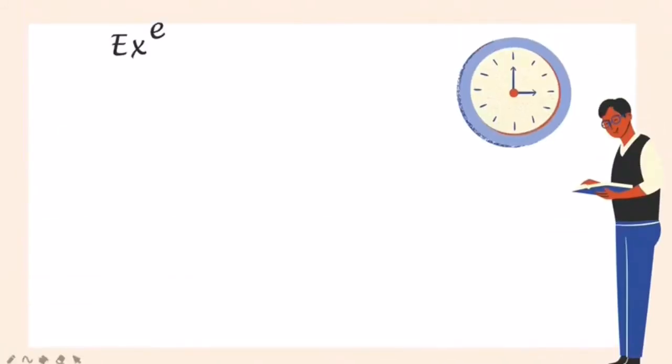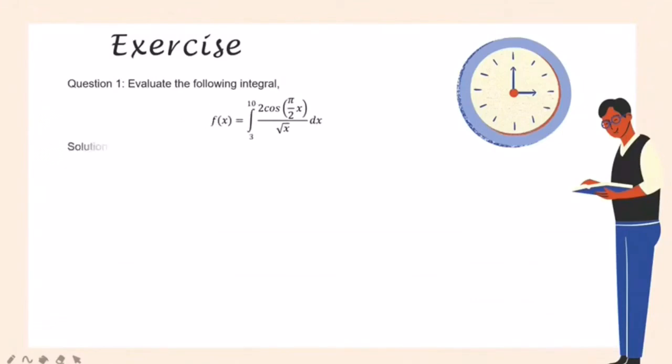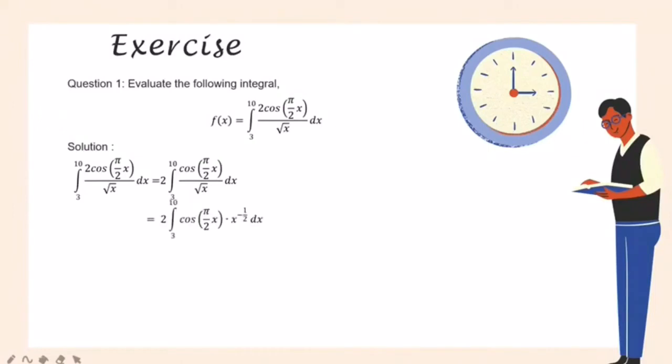So it's time for the exercise. Okay, question 1. Evaluate the following integrals. So we got the function here. For the solution, we take the constant value out of the definite integral. And then for this question, since the x has a constant multiplier, we need to use the chain rule.